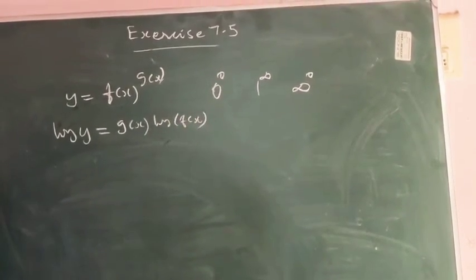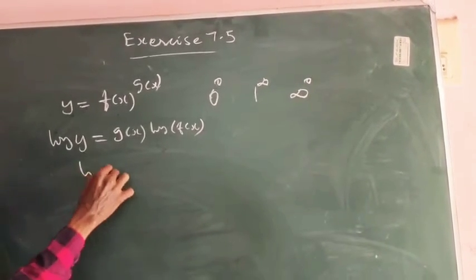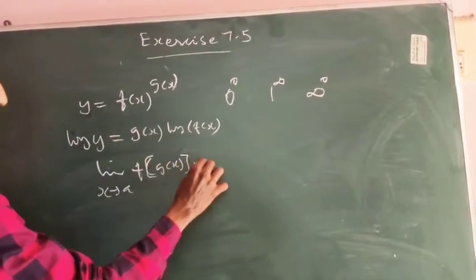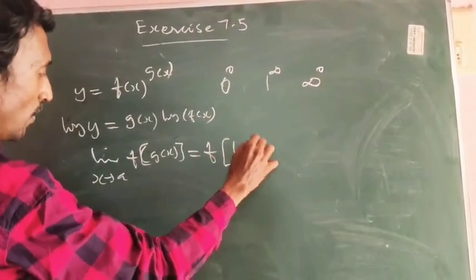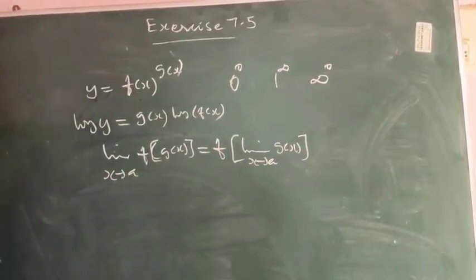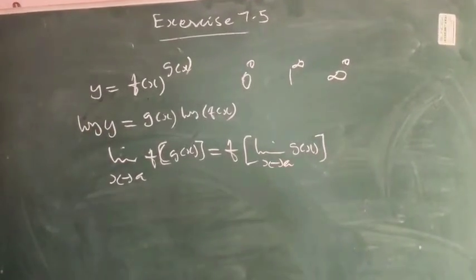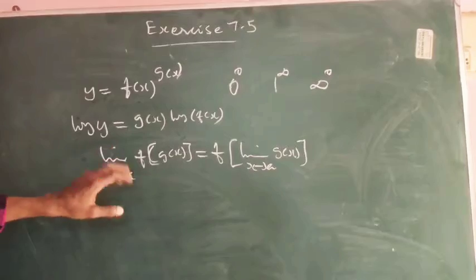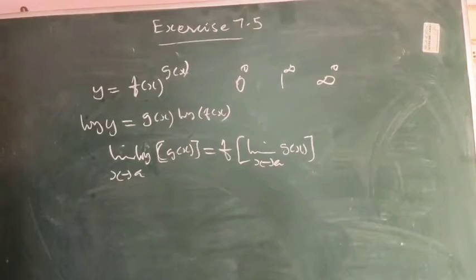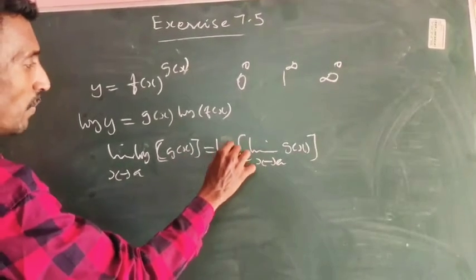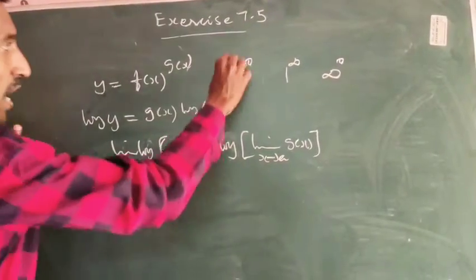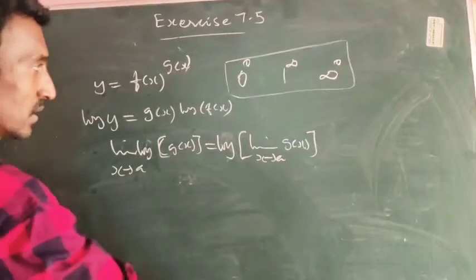So again we have to use the composite function theorem. Limit x tends to a, f of g of x can be written as f of limit x tends to a of g of x, where the limit of g of x exists. It is the composite function theorem. We are going to apply that here. So instead of x we can put log: limit of log of g of x equals log of limit of g of x. Most probably we are going to apply this composite function theorem if any one of the three indeterminate forms arises.